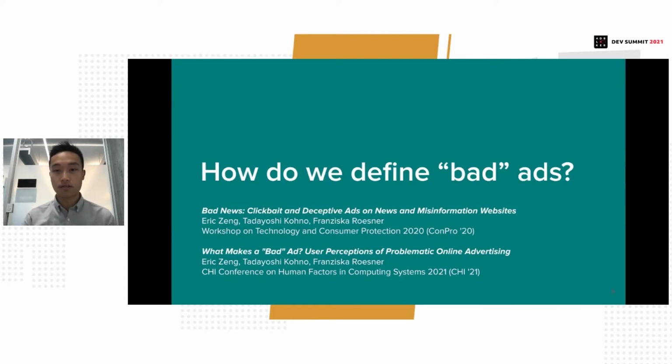I'll present some findings from 2 of our papers which answer these questions from different perspectives. First, our paper Bad News, Clickbait and Deceptive Ads on News and Misinformation Websites, which appeared at the IEEE Consumer Protection Workshop in 2020. And second, our paper What Makes a Bad Ad? User Perceptions of Problematic Online Advertising, which appeared at CHI 2021. Both of these papers were joint work with Yoshi Kono and Franzi Rosner, professors at the University of Washington.